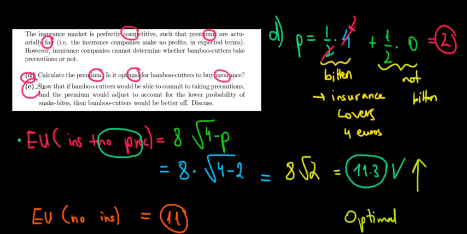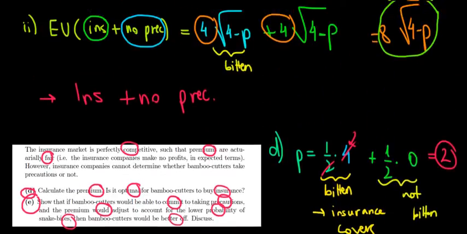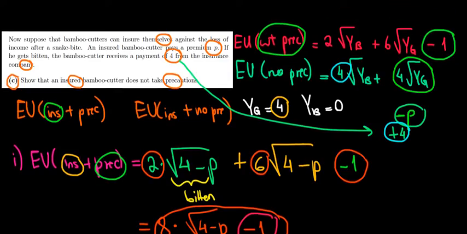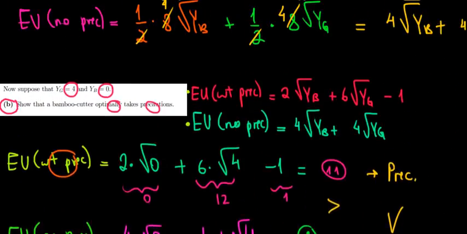Now let's solve part E. Show that if these bamboo cutters were able to commit to taking precautions and the premium would adjust for the lower probability of the snake bites, then they would be better off. Okay, so what's happening here? The premium would adjust, meaning that if the guys show and prove that they are taking precautions, then the premium would be based on these probabilities.